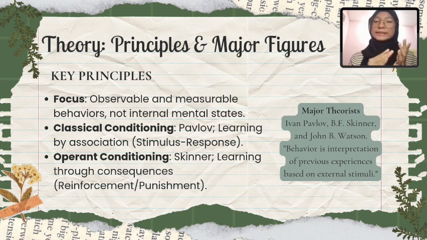So the second one is operant conditioning, pioneered by B.F. Skinner. Skinner believed that behavior is shaped by its consequences. If a behavior is followed by a positive reward or positive reinforcement, the behavior is more likely to be repeated. On the other hand, if a behavior results in punishment, it is less likely to happen again. John Watson also contributes significantly by emphasizing that psychology should only study observable actions.